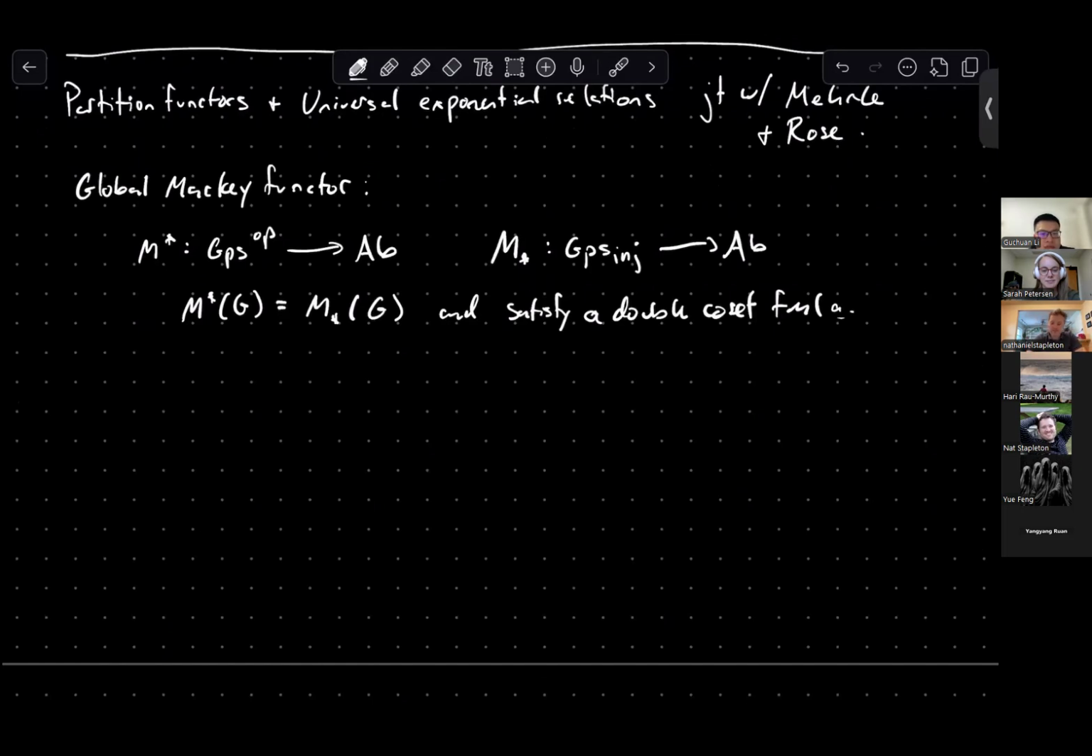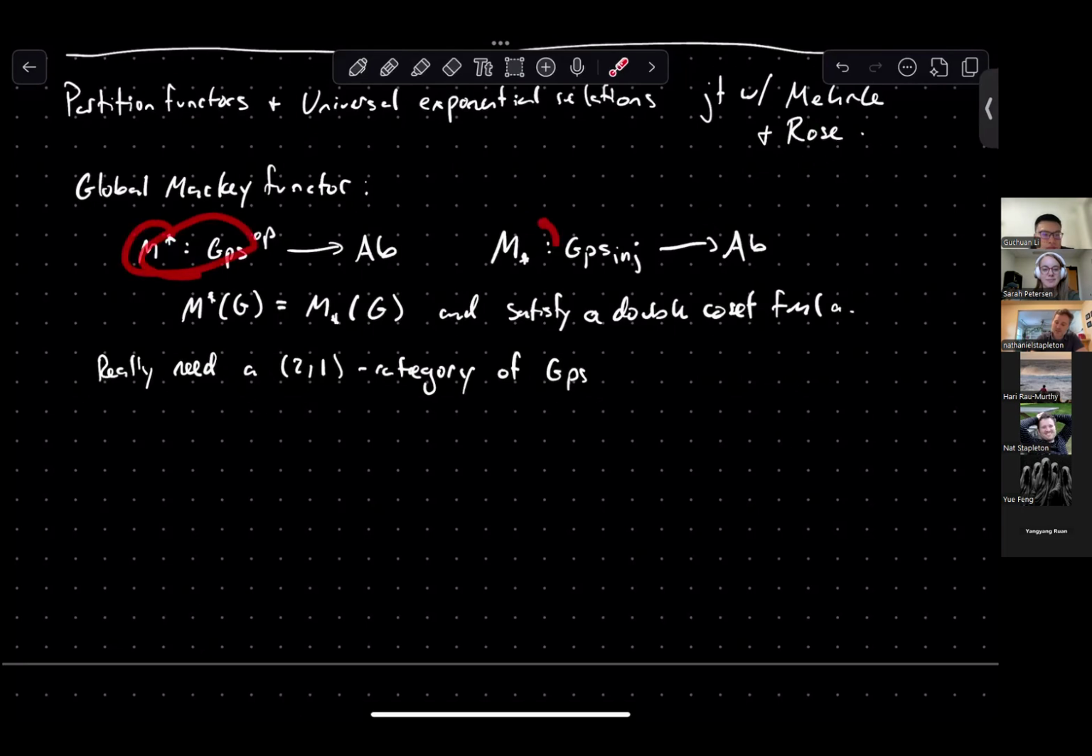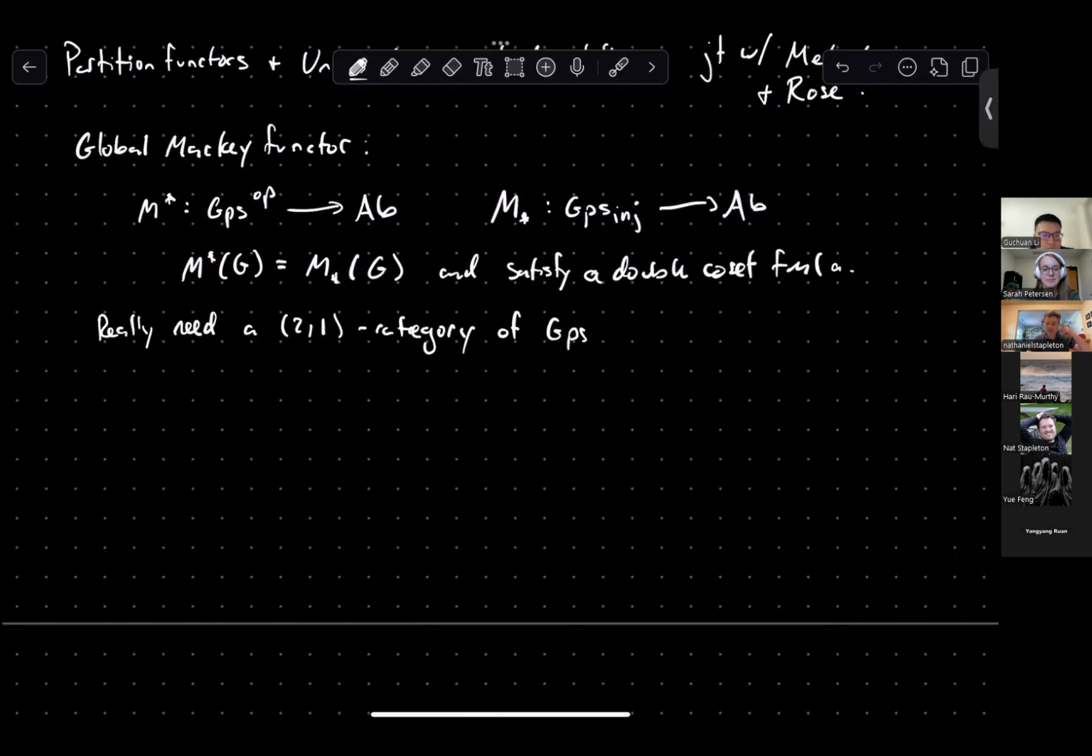And that's that we don't actually mean to use the one category of groups when we do this. We actually mean to use a 2-1 category of groups. So really we need a 2-1 category of groups. So these M upper stars are the restrictions, and M lower stars are the transfers. Hopefully that made sense given the previous four lectures.